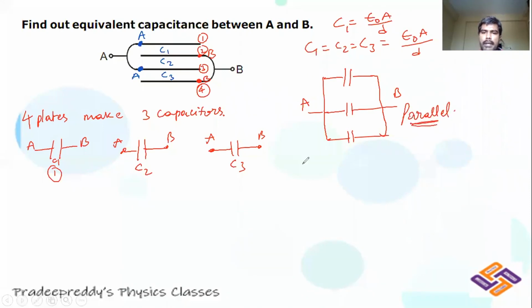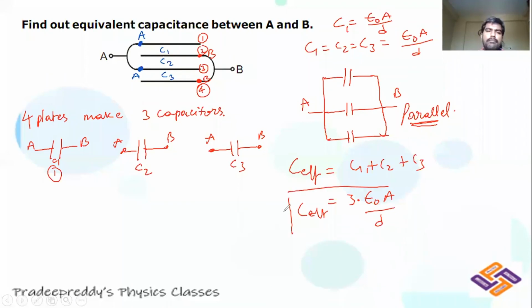As they are connected in parallel, what is the C effective? C1 plus C2 plus C3. This is equal to 3 times epsilon naught A by D. This is the effective capacitance of those three capacitors which are connected to potentials A and B.